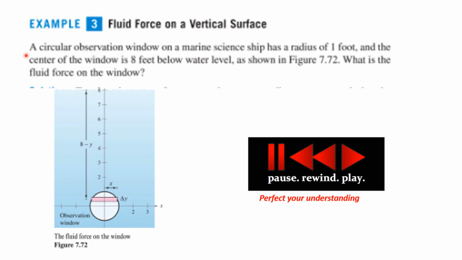Now, I'm going to let you do one yourself. Here's a circular observation window. It's down here. Now, we're using a little bit different thing. The window has a radius this time of 1 foot, and they're telling you the center of the window is 8 feet below water level, and here's a picture. They are helping you because they're giving you a coordinate system. But the question is, what's the fluid force on the window? It's the same question I was asking before. You know what to do.